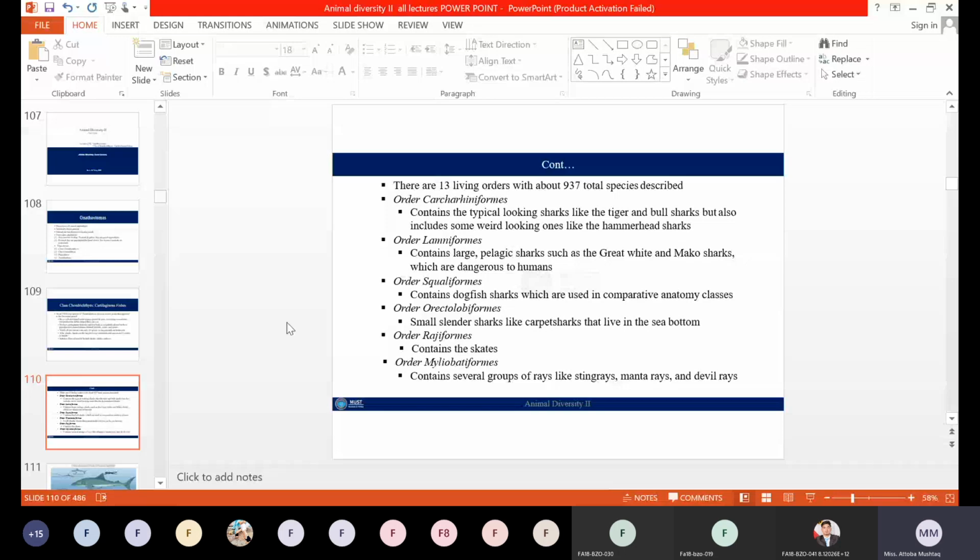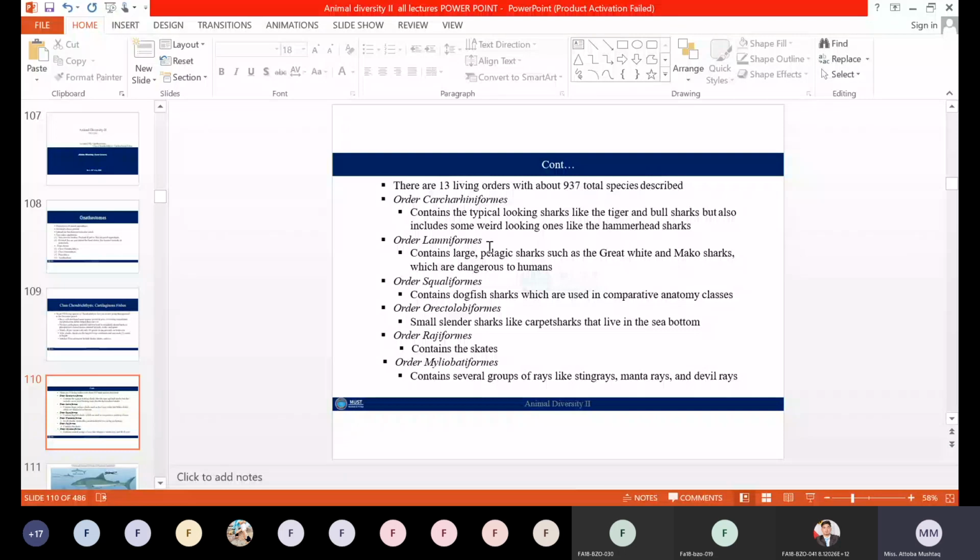Some of the orders, like I have mentioned in the slide, are order Carcharhiniformes, which includes sharks like tiger and bull sharks. इसके अलावा hammerhead sharks are included in this order. Second order is Lamniformes, which includes pelagic sharks such as great white and mako sharks, which are very dangerous to humans. Next order is order Squaliformes, which include dogfish that are mostly used when we are studying anatomy. Comparative anatomy में basically dogfish को study किया जाता है.